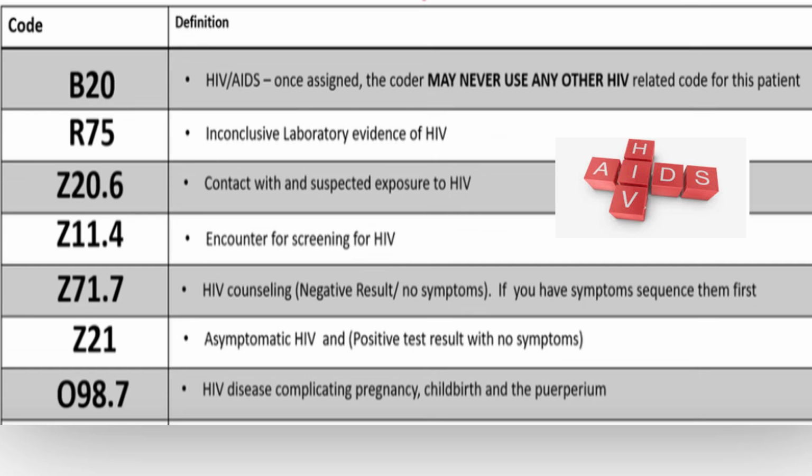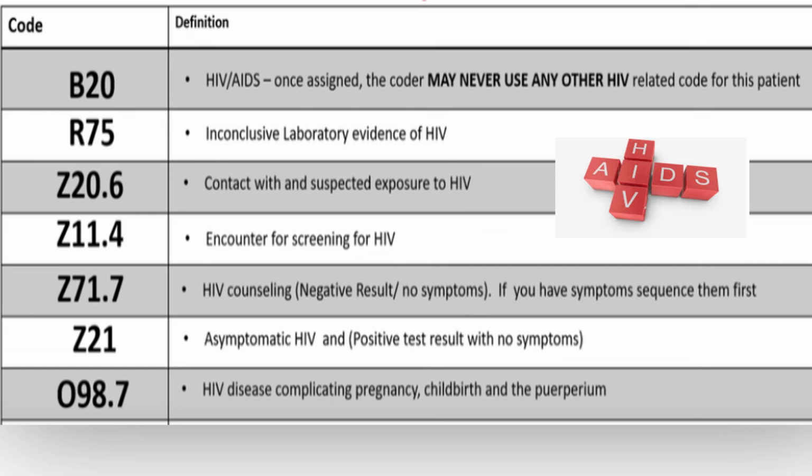Now, what are the ICD codes that we use for AIDS? There is B20 when the patient has got AIDS. R75 is an inconclusive lab evidence of the HIV. Z20.6 is the contact with a suspected exposure to the HIV. Z11.4 is an encounter for the screening for HIV. Z71.7 is HIV counseling, whether it is a negative result or a positive result. Whatever may be the result, the counseling is done for the patient.